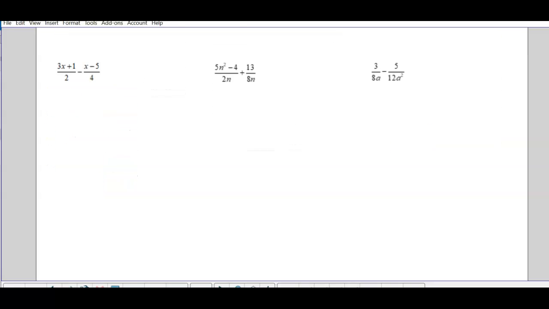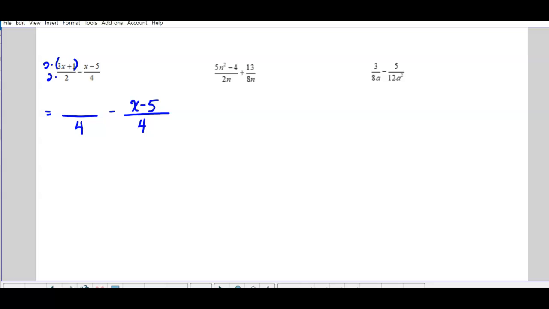On the next one. Okay, next is denominators of 2 and 4. Look at the biggest one. Does 2 go into 4? It sure does. So now this is going to have a denominator of 4. This already has a denominator of 4. So here I have to multiply top and bottom by 2.